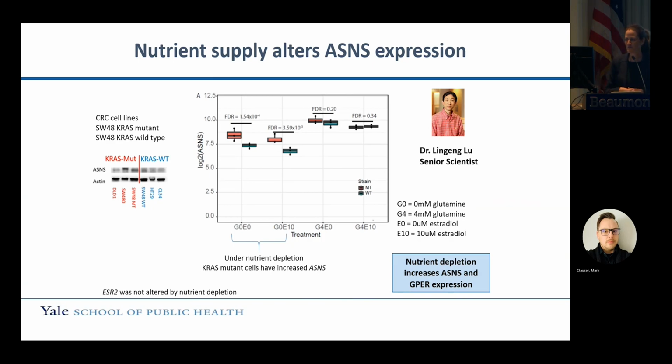So we grew these cells as spheroids, but we decided to have a nutrient deplete phenotype by removing the glutamine. And then we had a normal nutrient status by adding the glutamine. So the nutrient deplete cells are on the left and the nutrient replete on the right. We compared ASNS expression between the wild types and the mutant cells, and we saw that the mutant cells had much higher ASNS expression if they were grown in this nutrient deplete phenotype, suggesting that they could be trying to recover cell growth, because we know when you remove glutamine, the cells don't grow as well.